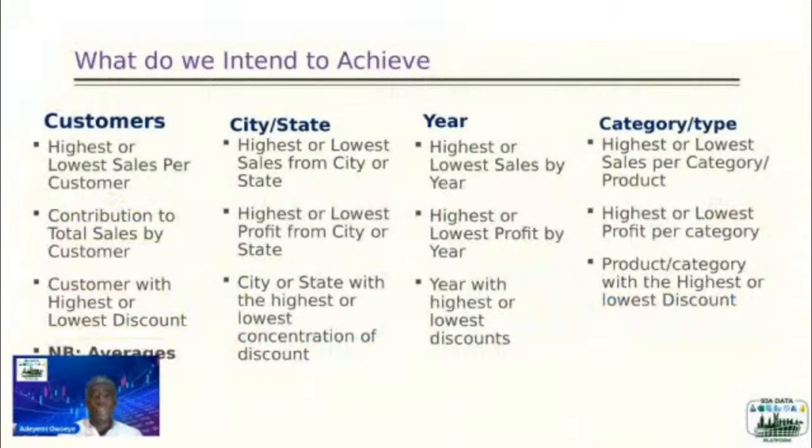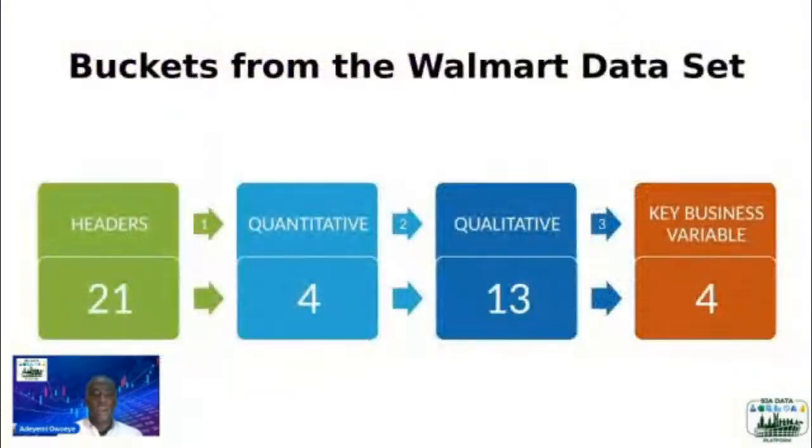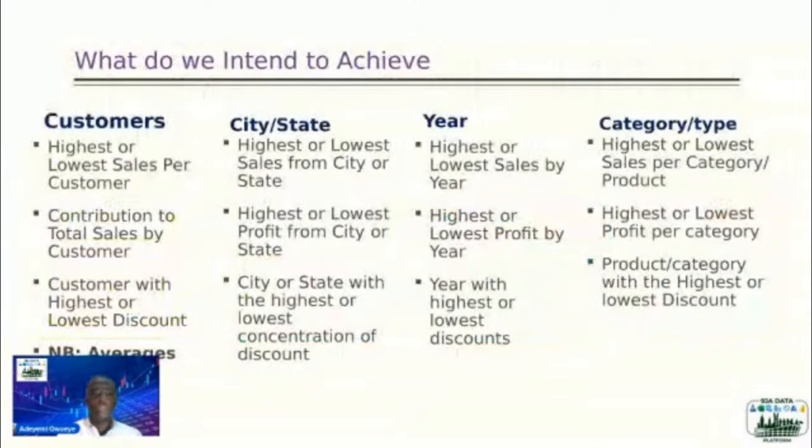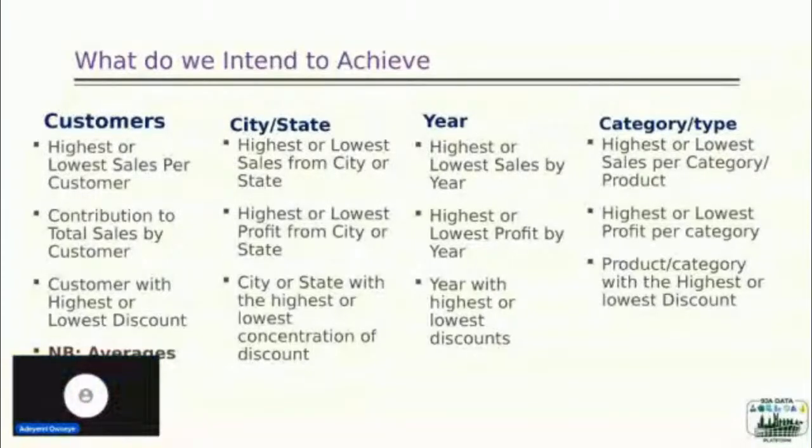So what do we intend to achieve from this bucket? Like I mentioned, 4 key business variables. One, we want to highlight the highest or the lowest sales customer per year. We might even want to know the contribution or total sales by customer. We might want to know the highest or the lowest state. We might even want to know where our profit is coming from, whether it is the highest or the lowest. It depends on how you look at it.